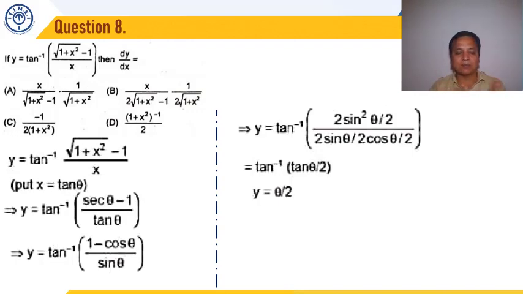We use two identities. 1 minus cos theta is 2 sine square theta by 2, and sine 2a is 2 sine a cos a. So we break sine theta as 2 sine theta by 2 cos theta by 2. So 2 cancels out, sine theta by 2 cancels out. It remains tan inverse tan theta by 2, which gives me y is equal to theta by 2. If we carefully observe, theta is tan inverse x. So y is equal to 1 by 2 tan inverse x.